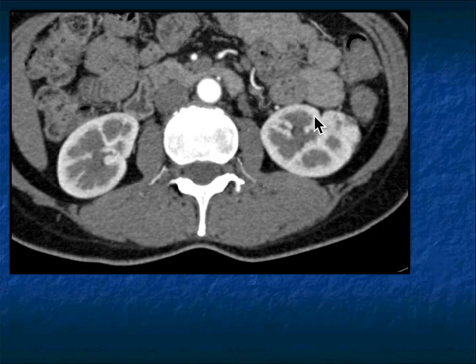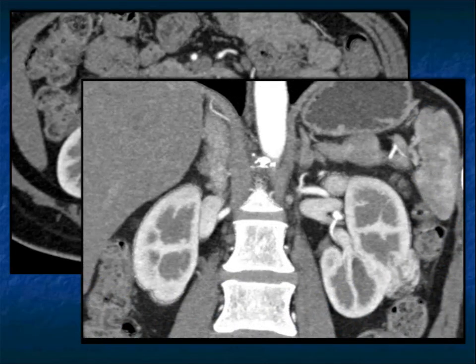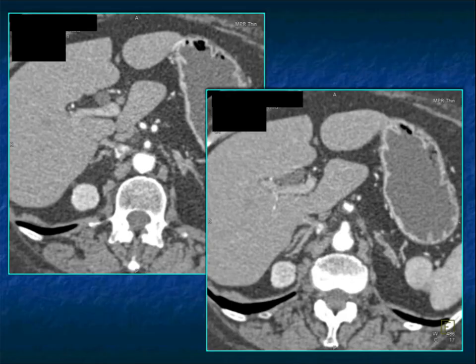But if you look at the cortical-medullary interface, you can see when you get to this point in the kidney, the cortical-medullary interface is off. But when you look at the coronal view, look how obvious the tumor is. So one of the things is subtle tumors that change the cortical-medullary interface are very easy to miss, but easy to recognize on the coronal views.